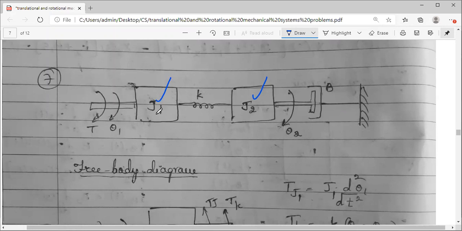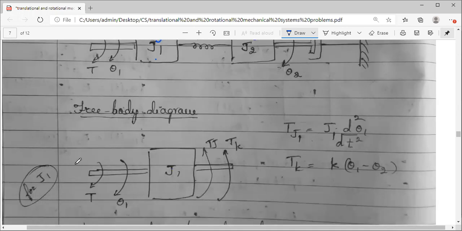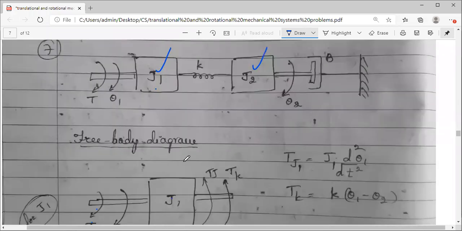Let us draw the free body diagram for J1. Okay, for J1, check, this is your, let me just draw it separately. J1, applied torque and theta 1. This is your given thing. So torque applied in this direction, there is an angular displacement theta 1. How many torques will be, opposing torques do exist? Check. How many elements are connected?